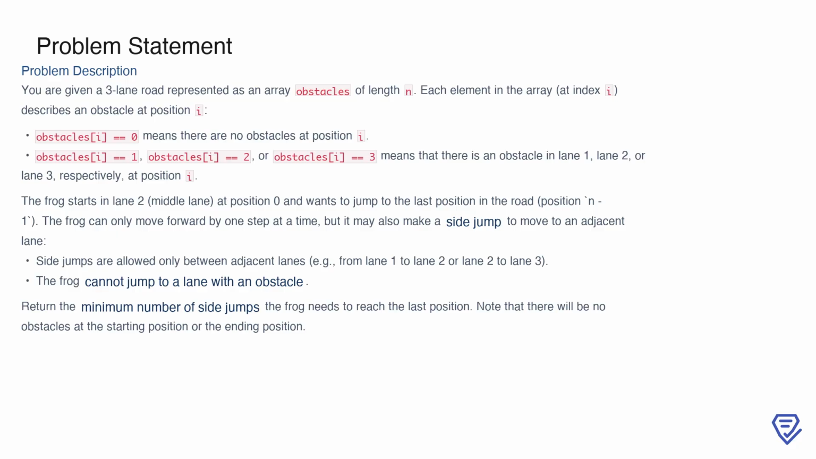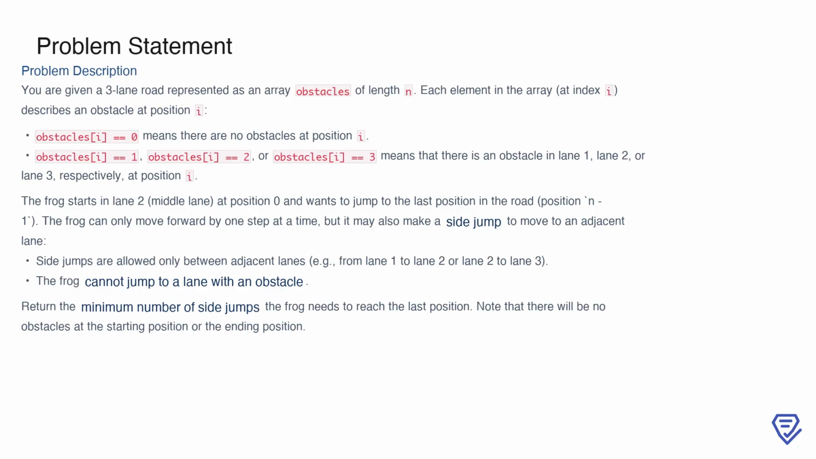Now, the frog starts in the middle lane, which is lane 2, at the very beginning of the road, position 0. The goal is for the frog to reach the last position of the road, n-1, where n is the length of the obstacles array. To do this, the frog can move forward one step at a time, but it can also make side jumps to switch between adjacent lanes. However, the frog cannot jump into a lane that has an obstacle.